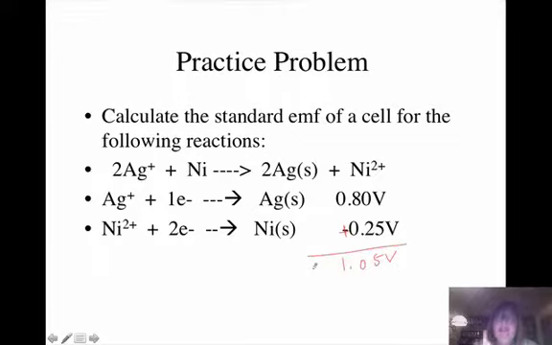Now, something has happened here. Both of these were for galvanic cells, and both of these voltages were positive. A galvanic cell is spontaneous, which means the cell voltage must be positive.